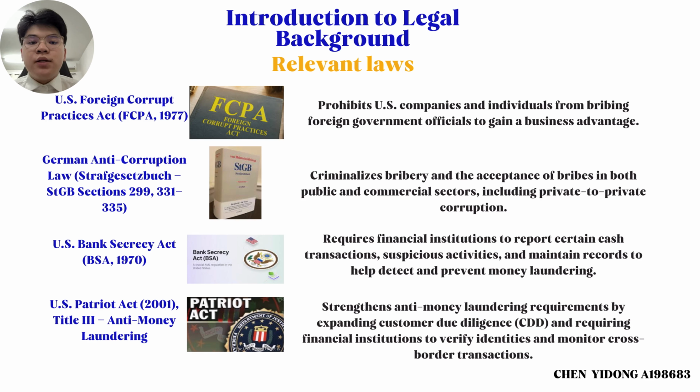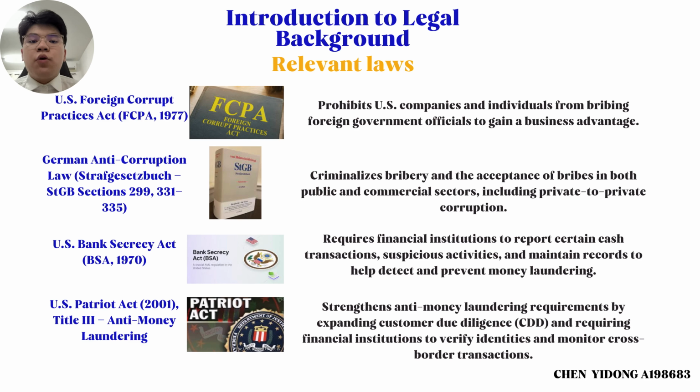The second law is the German anti-corruption law. This law is strong. It says bribery is a crime not just with the government but also between companies. Even if a manager in one company gets money from a manager in another company, it's illegal. Germany wants to make sure all businesses are fair and clean.